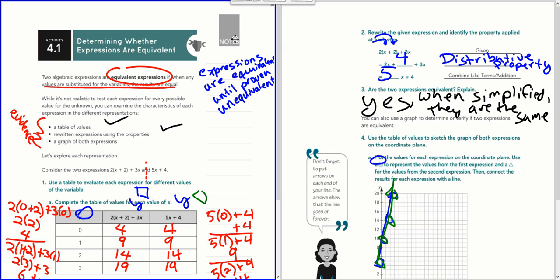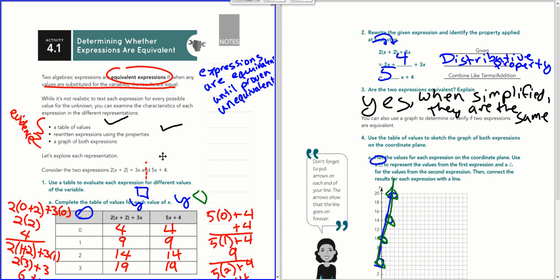You've heard the statement saying everybody is innocent until proven guilty. Well, all expressions are equivalent until proven unequivalent. All right? And what does it mean by equivalent expressions? Well, it's when any values are substituted for the variables, the results are equal.